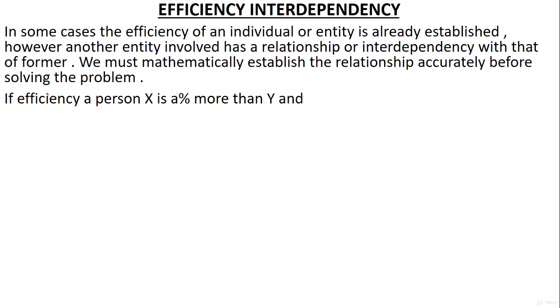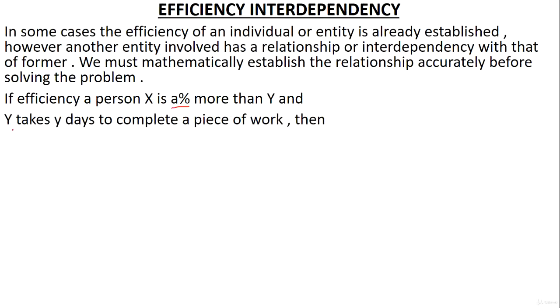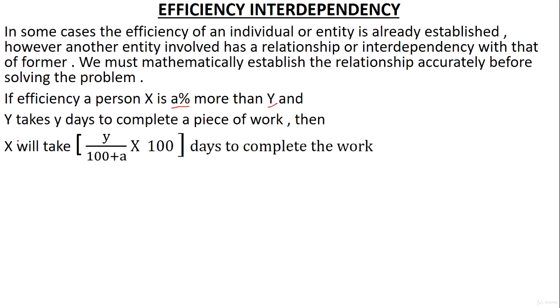For example, if the efficiency of a person X is A% more than Y, and Y takes Y days to complete a piece of work, then we can say that X will take Y by 100 plus A into 100 days to complete the work. Now let's look at this once again.